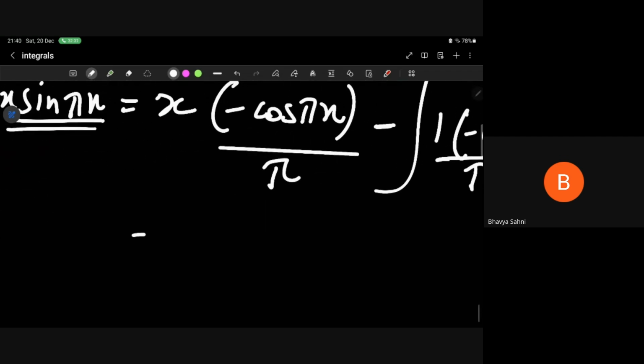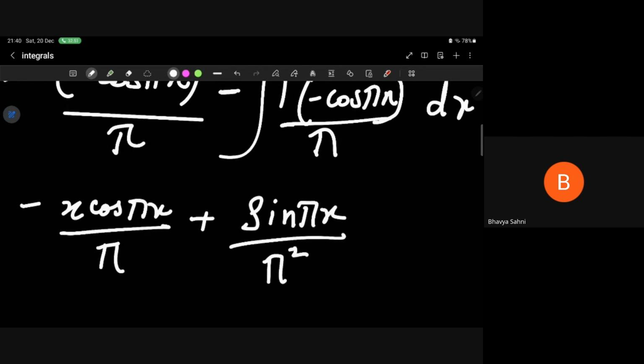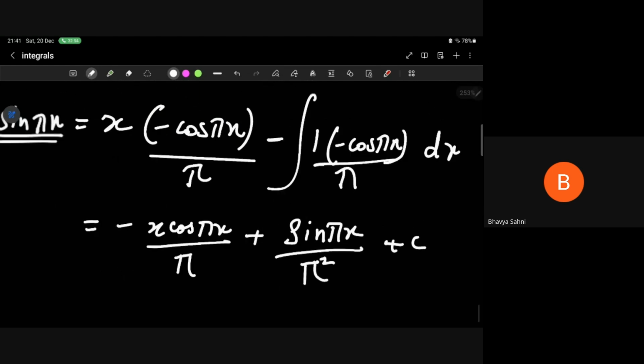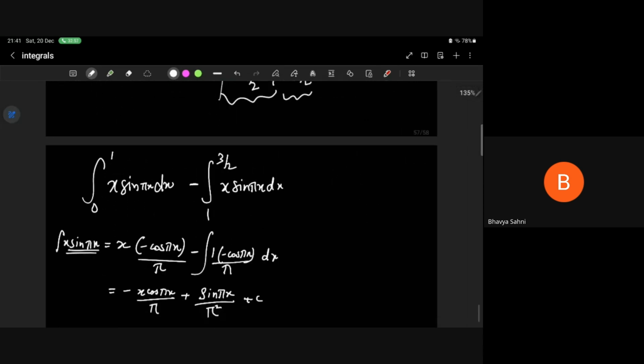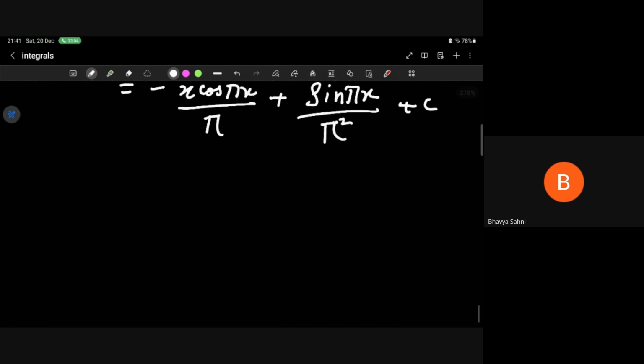So it becomes minus x cos pi x upon pi. Minus minus becomes plus. Integral of cos pi x is sine pi x, but another pi will come down, so it will become sine pi x upon pi square plus c, correct? This is the indefinite form of it. Now we have to put the values 0 to 1, then 1 to 3 by 2. First we will put the values 0 to 1 in it. At 1, the value of cos pi will be minus 1, correct?